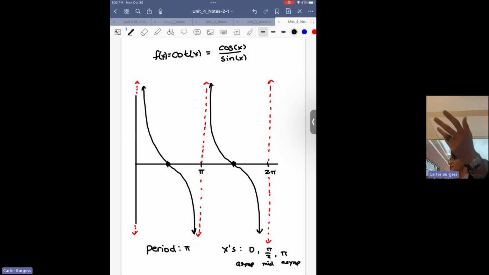Yes, of course, I can look at the board and read the fact that the zeros of sine are going to be 0, pi, and 2 pi. Very good, children. Very, very good.